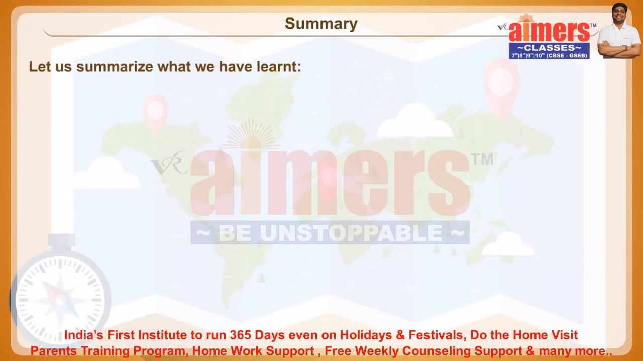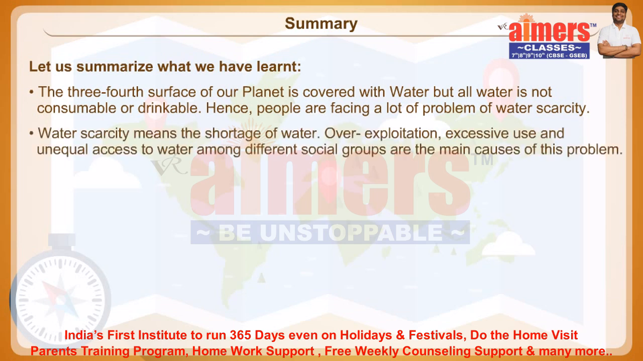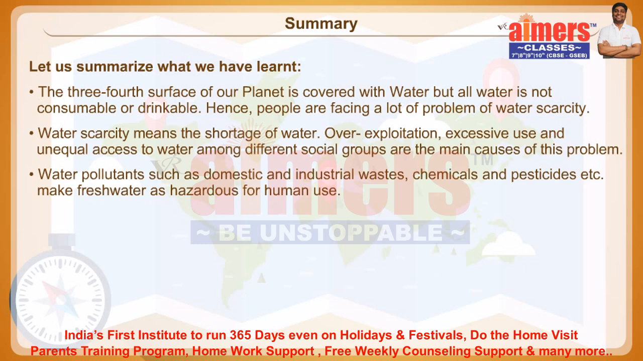Summary. Let us summarize what we have learned. Three-fourths of the surface of our planet is covered with water, but all water is not consumable or drinkable. Hence, people are facing a lot of problems of water scarcity. Water scarcity means the shortage of water. Overexploitation, excessive use and unequal access to water among different social groups are the main causes of this problem. Water pollutants such as domestic and industrial wastes, chemicals and pesticides make fresh water hazardous for human use.